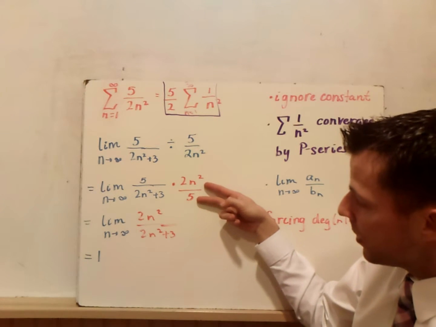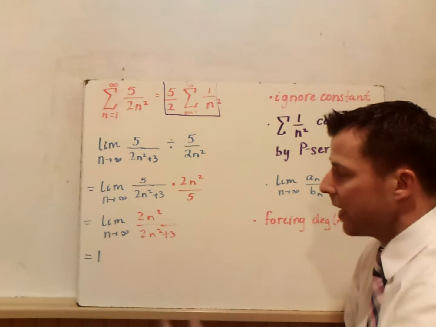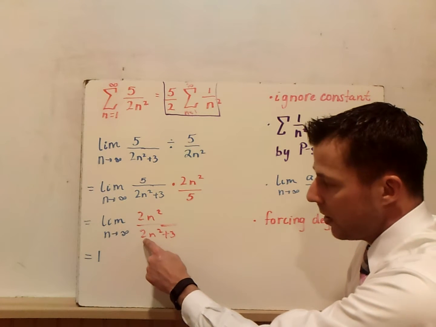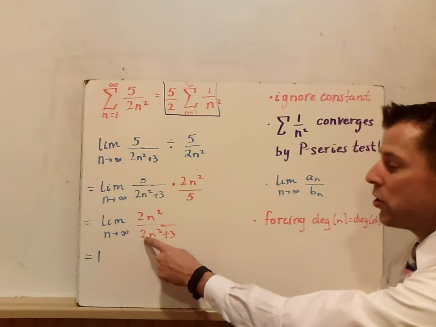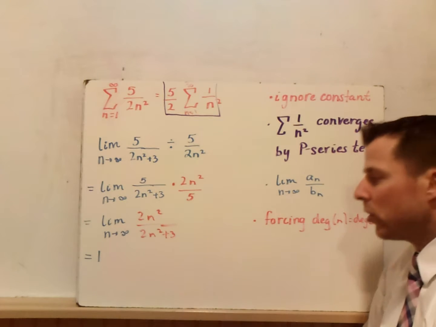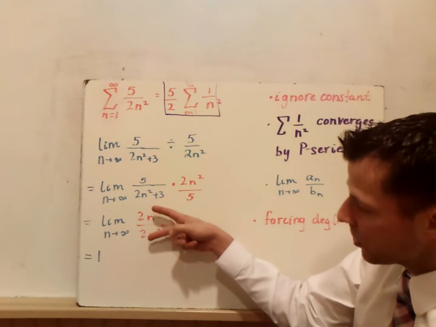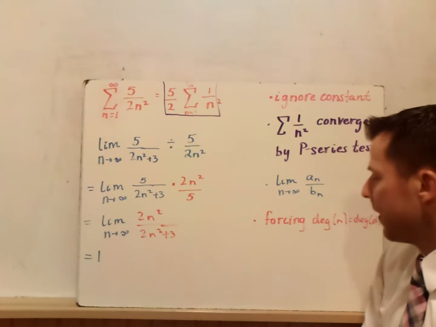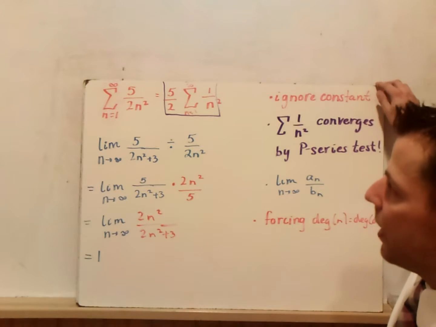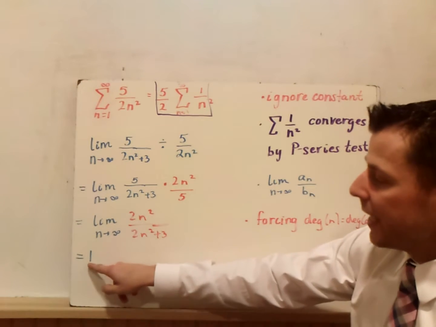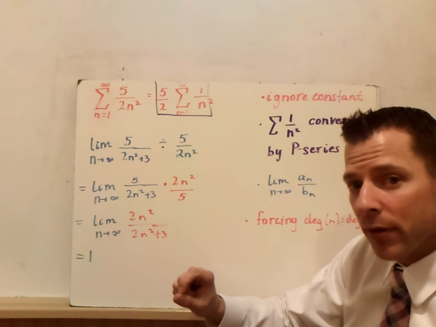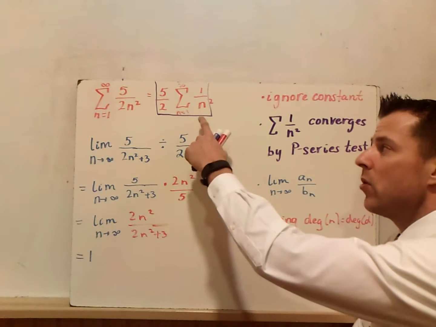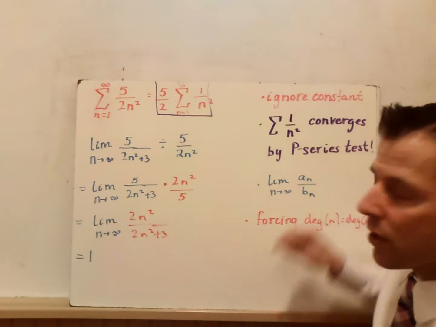Flip it here. So then I multiply across. Okay, I can simplify my 5's out and I get the limit as n approaches infinity of 2n squared over 2n squared plus 3. So we have a limit of rational functions and the powers are the same. You just divide leading coefficients, the limit is 1. Okay, so the limit is 1. That means that this is a finite positive number. So this series is going to converge because what I compared my original series to also converged.